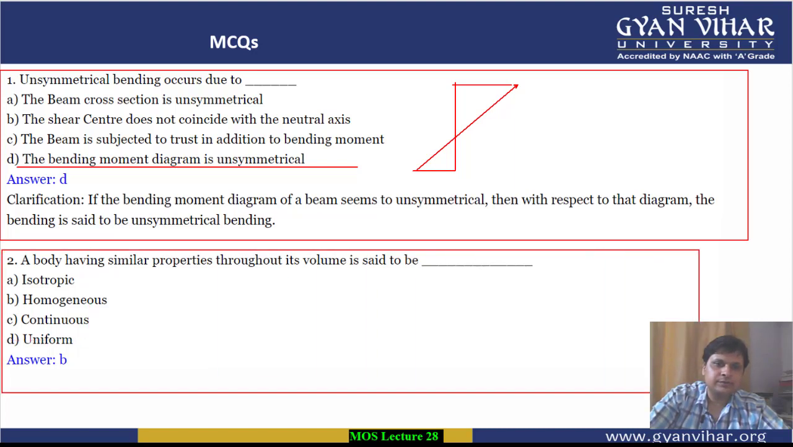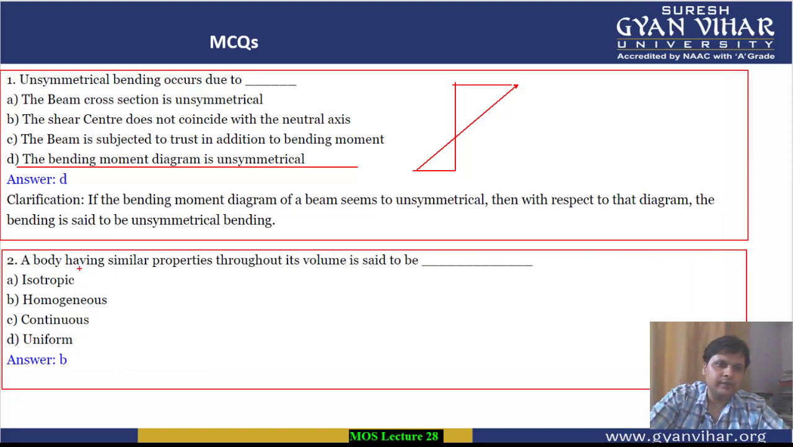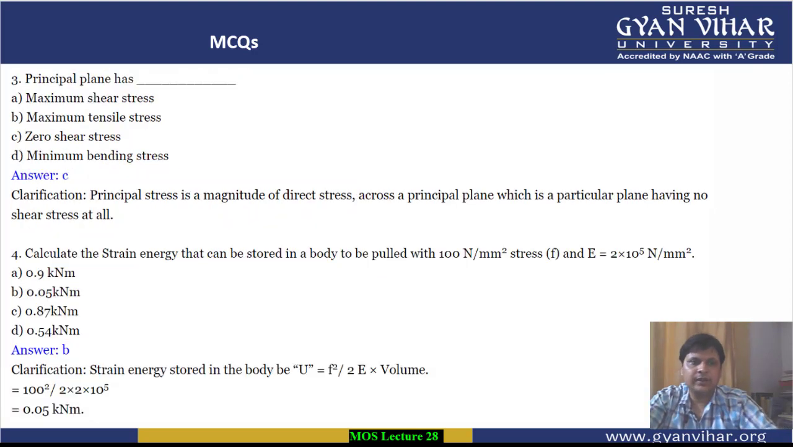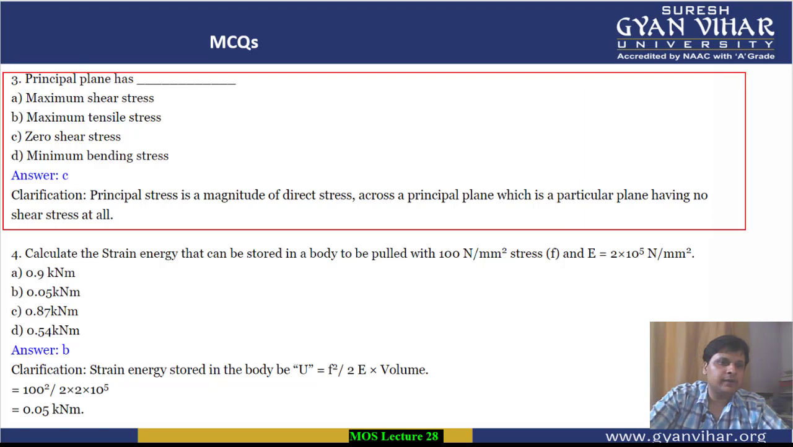Second multiple choice question. A body having similar properties throughout its volume. We all know it is known as a homogeneous type of body. B is the correct answer. Coming to the next multiple choice question. A principal plane has zero shear stress. This also we have studied, that a principal plane is the one which has zero shear stress. C is the answer.